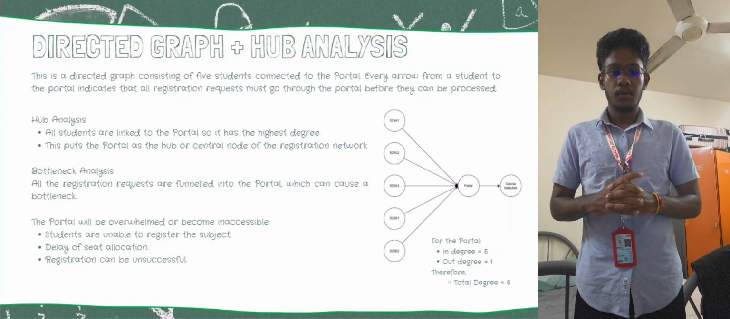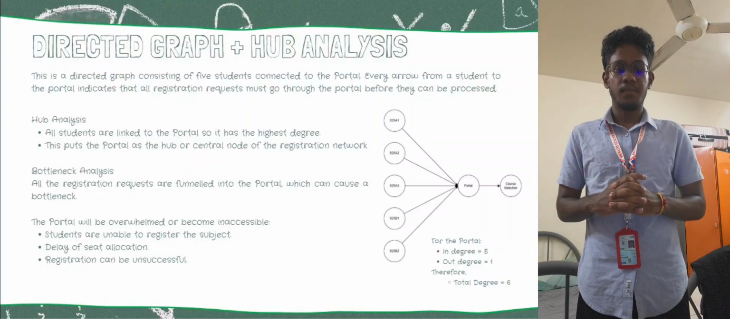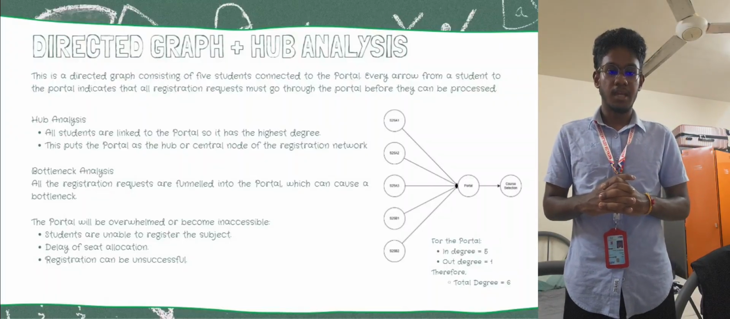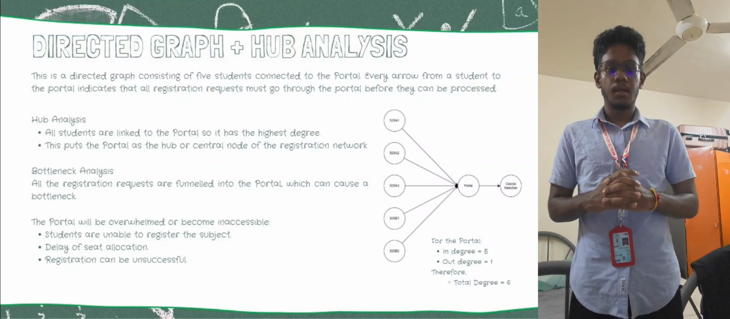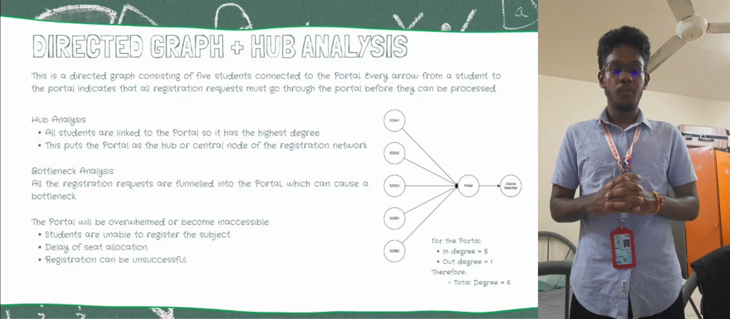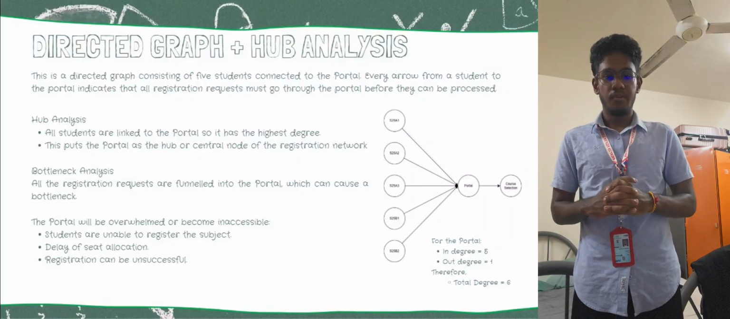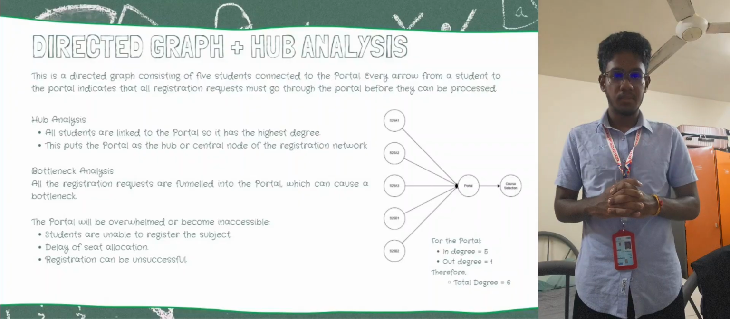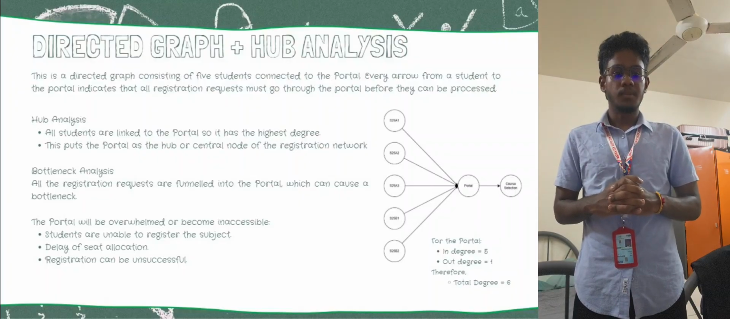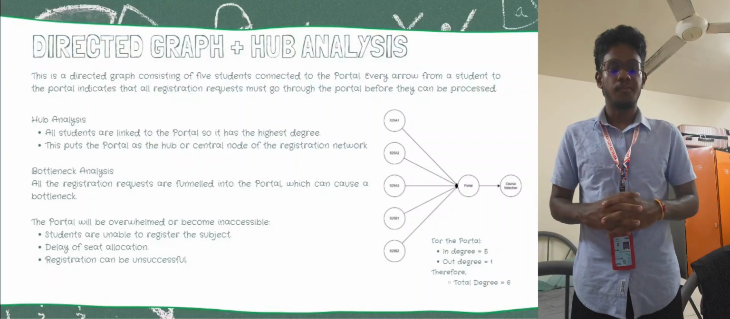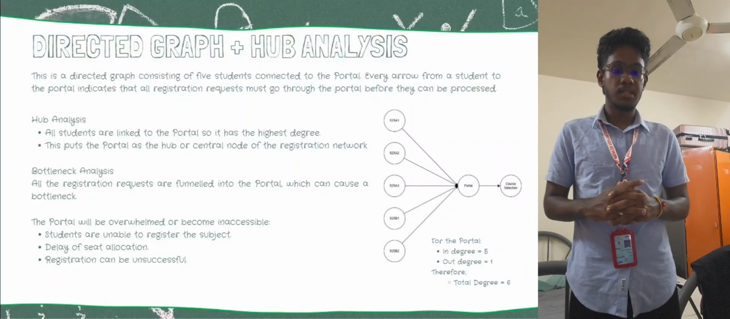Bottleneck analysis. All the registration requests are funneled into the portal, which can cause a bottleneck. The portal will be overwhelmed or become inaccessible if the students are unable to register for the subject, causing delay of the seat allocation, and registration can be unsuccessful. Based on the graph, for the portal, in-degree is equal to 5 and out-degree is equal to 1. Therefore, total degree is equal to 6.